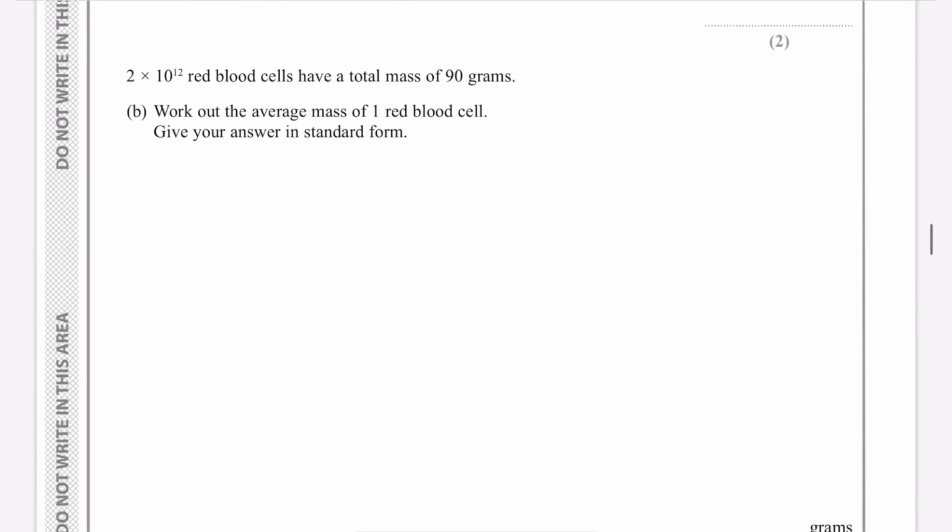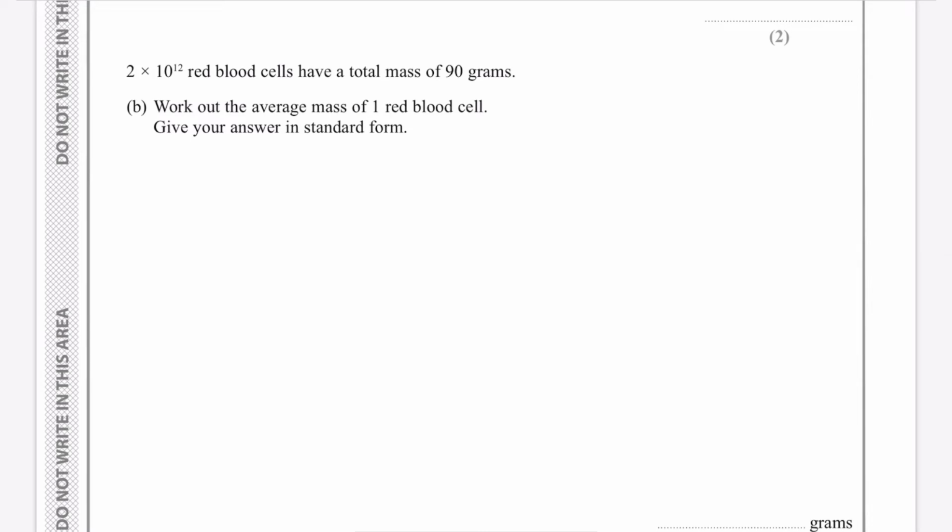2 times 10 to the power of 12 red blood cells have a total mass of 90 grams. Find the mass of 1 red blood cell. So altogether it is 90, and there are 2 times 10 to the power of 12. So I want to find out how much it is for 1. So I'm going to divide it by 2 times 10 to the power of 12.